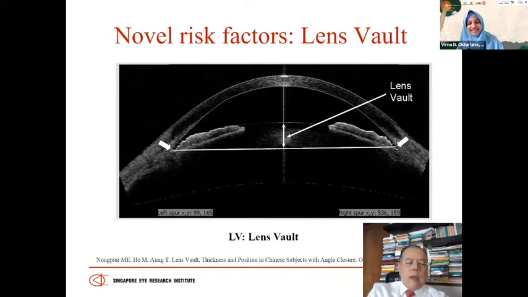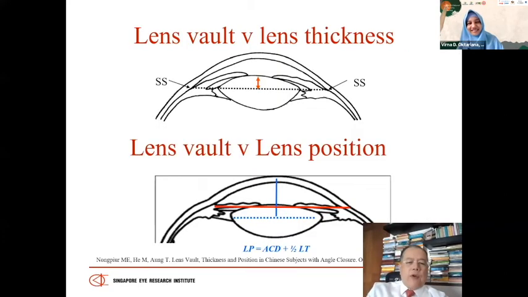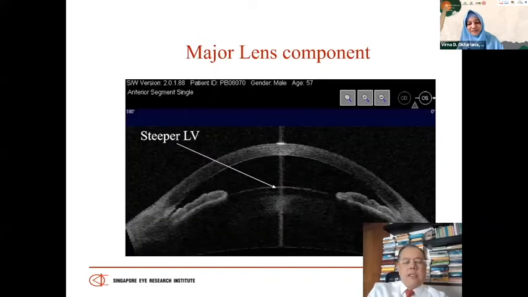Basically, if you draw a line from the two scleral spurs, it's the part of the lens that lies anterior to this line. And this is the lens vault. It's different from lens position and lens thickness. So it only represents the part of the lens that's jutting into the anterior chamber. And we found that this is a major component of angle closure in many cases.